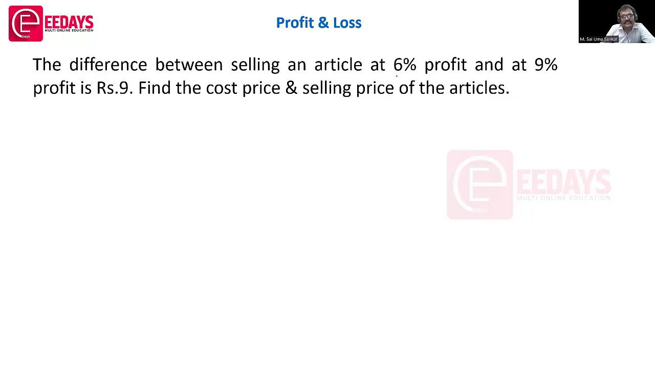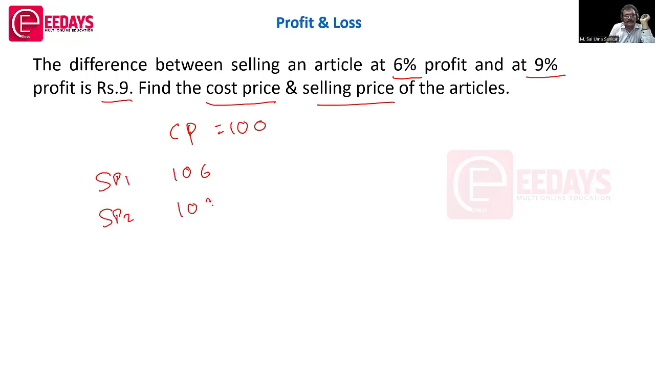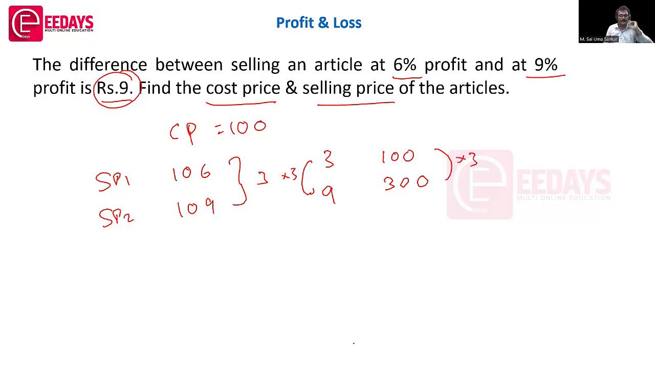The difference between selling an article at 6% profit and 9% profit is 9 rupees. Find the cost price and selling price of the article. See, suppose CP is equal to 100. SP1 is 106, SP2 is 109. What is the difference? 3. If the difference is equal to 3, then the cost price is equal to 100. If the difference is equal to 9, what happened? 300. Why? Because this is 3 times into 3, and this is also into 3. So CP is equal to 300.